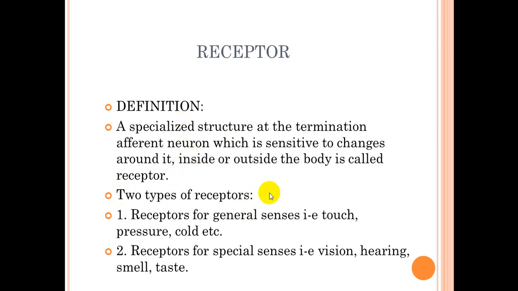So there are two types of receptors. Receptors for general senses and receptors for special senses.